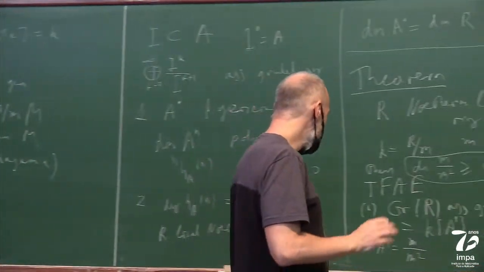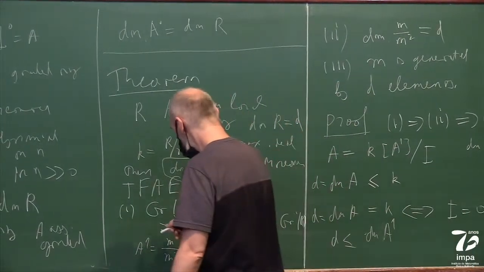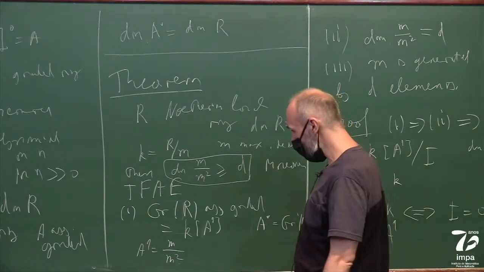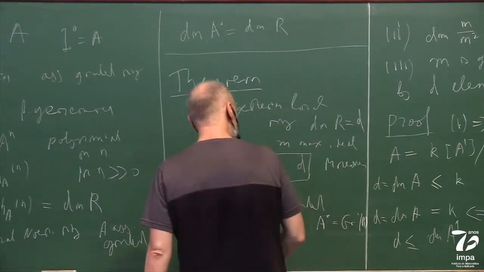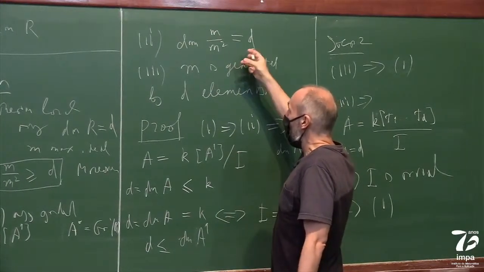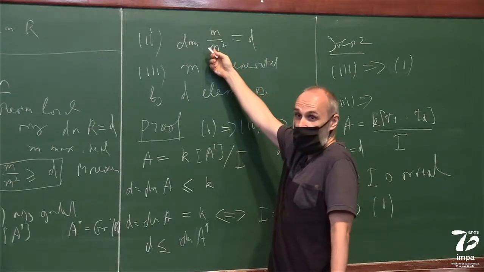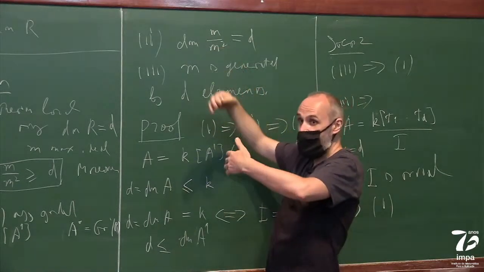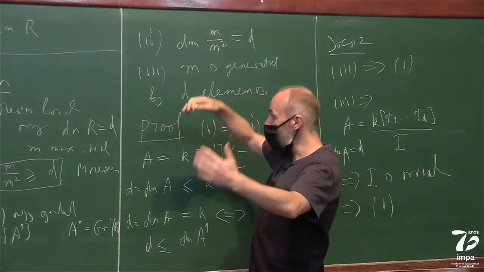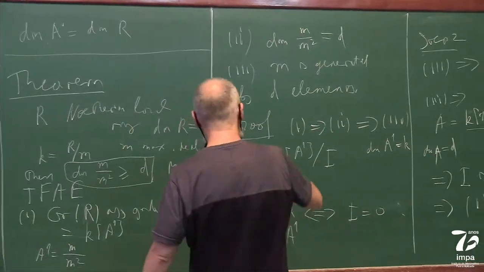So I can state briefly what happened. If you have the optimal condition, that the associated graded ring is polynomial, then its dimension is equal to this space. A priori, this could be bigger, because you could have relations between elements in A1. But if there are no relations, the dimension is the same. And in that case, of course, it's generated by D elements.